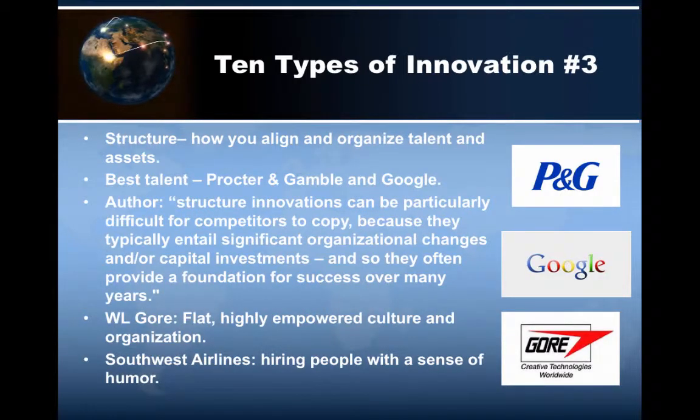The third type of innovation is structure. It's how you align and organize talent and assets. Some companies have set out to very specifically create advantages by attracting and hiring and developing the very best talent. Historically, Procter & Gamble has had a history of doing that, and more recently, Google has done it successfully.